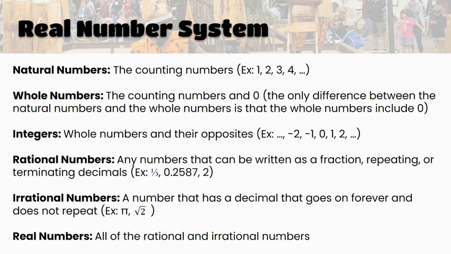The real numbers, well, at this point in your life, the real numbers are every type of number that you know. You don't know anything besides the real numbers. So rational and irrational numbers are all real.